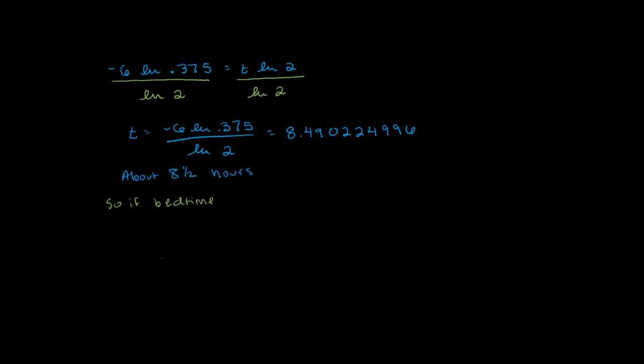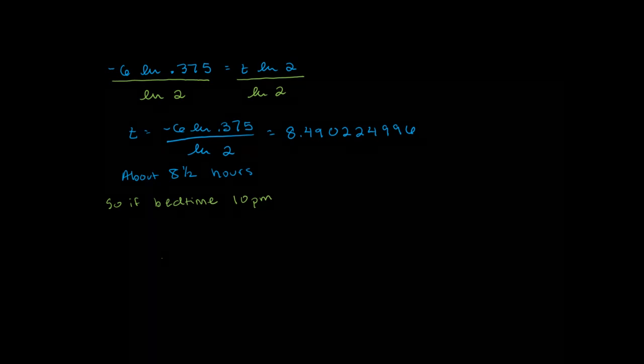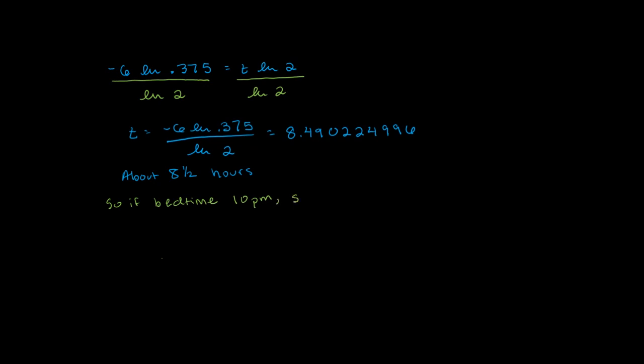And so what I was going to then write is, let's say your bedtime is 10 p.m., because basically it's going to take 8.5 hours, which is longer than I expected. So if bedtime is 10 p.m., stop drinking coffee 8.5 hours before. That would be 1:30, which is a lot earlier than I stopped drinking coffee. So I should probably stop drinking my coffee sooner.